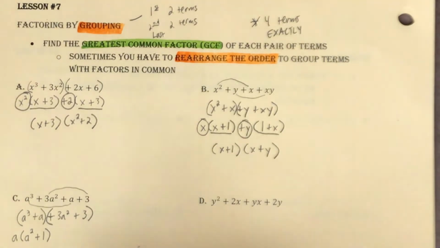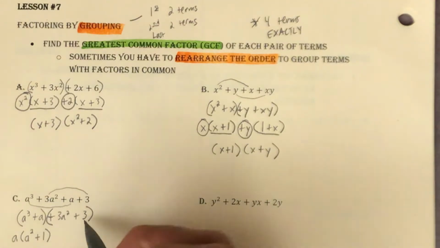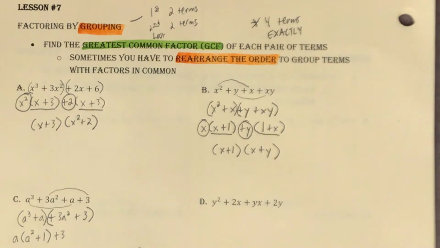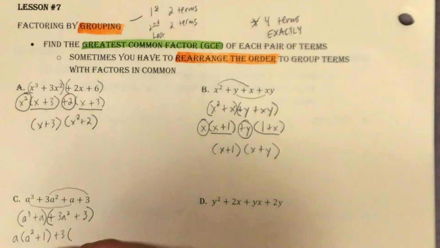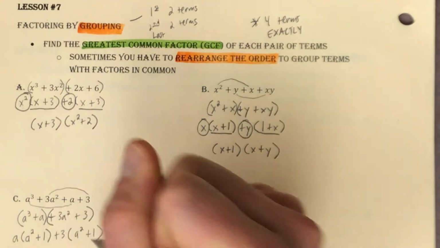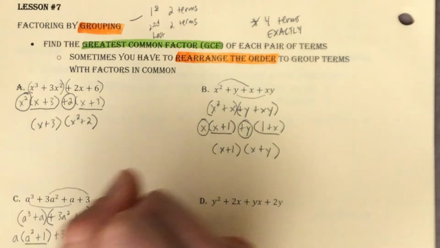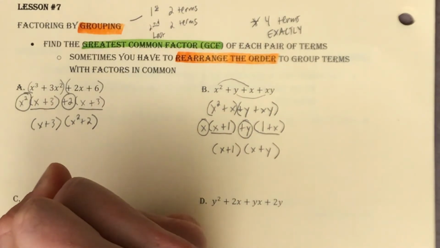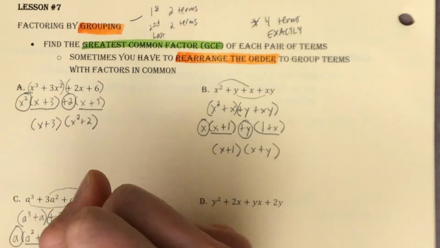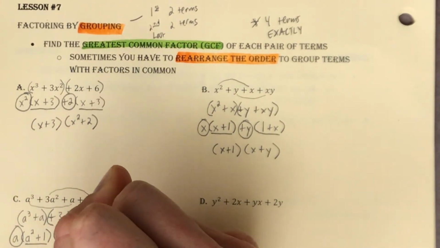So again, what's the greatest common factor of the second one? Well, they don't both have a's, so it can't be a variable, but they do both have 3's. So I'm going to say positive 3 because my lead term is positive. Well, what did I multiply positive 3 by to get to positive 3a squared? Well, that would be a squared. Well, what did I multiply positive 3 by to get to positive 3? That would be positive 1. Now again, if I did this correctly, these should be the same, which they are. So there's my first parenthesis, so a squared plus 1. And my second parenthesis is what's left over, which is a plus 3.